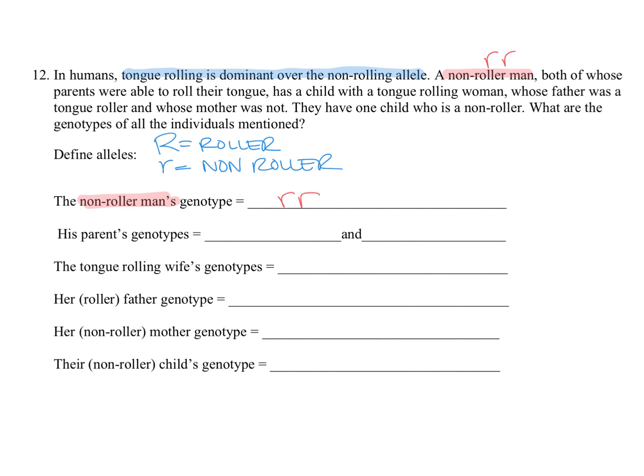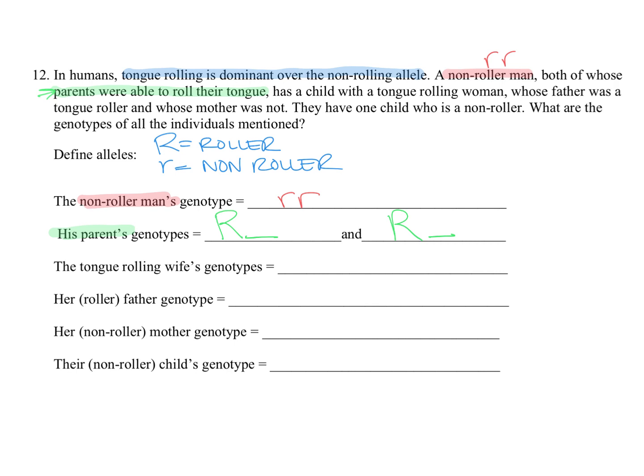Let's keep reading. So both of his parents were able to roll their tongue. So if they could roll their tongue, that means that they were rollers. They have to have a capital R. Now, in the problem, go look at it in green up here. Does it say anything about them being homozygous or heterozygous? It doesn't.